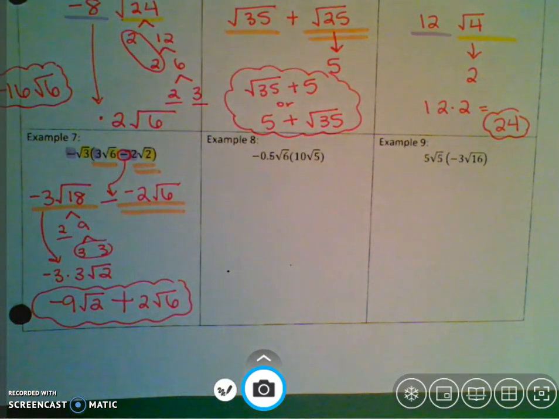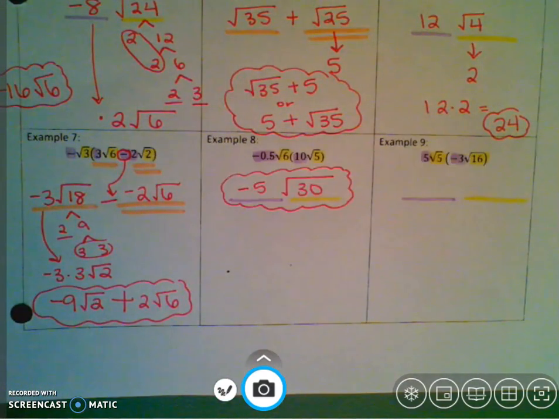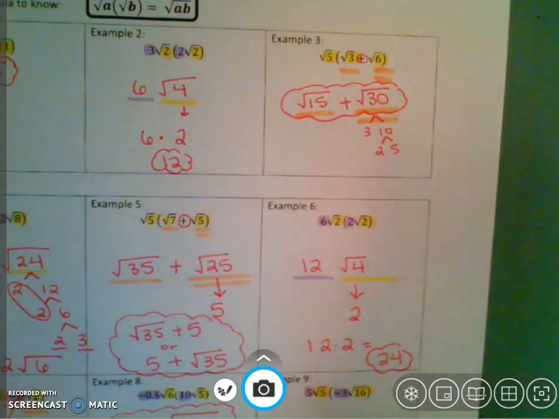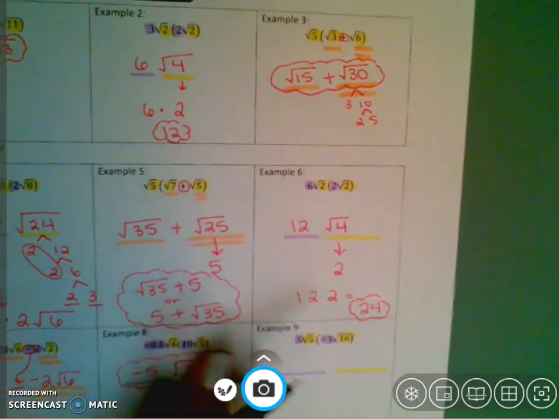Okay, go ahead and pause the video and try number 8. Okay, so when you multiply number 8, the outside times the outside gives you a negative 5. Inside times inside gives you a 30. 30, though, does not simplify. We realized that up here on example number 3, that 30 didn't simplify. But if you weren't sure, you could have made a factor tree for it.